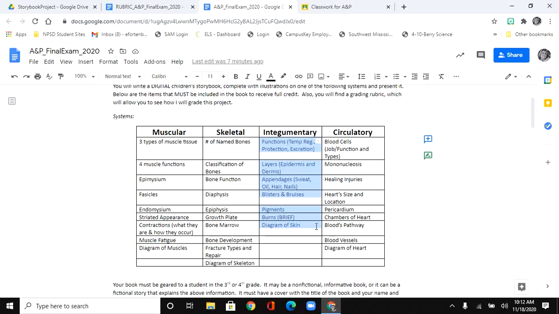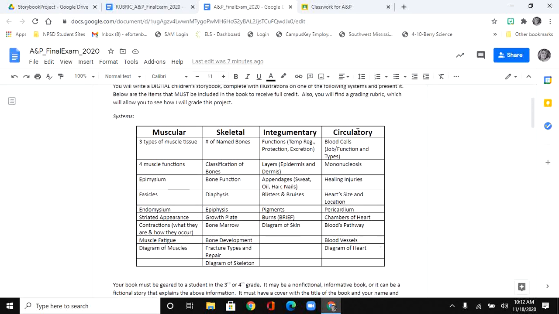And then a diagram of the skin must be included. Then for those of you who are doing the circulatory system, these would be your topics: the blood cells, what their job, function, and types are; mononucleosis, what it is, how we heal injuries of the heart or the circulatory system, heart size and location, the pericardium, the chambers of the heart, blood's pathway through the heart, blood vessels, and then finally a diagram of the heart. So these would be your topics for the circulatory system.